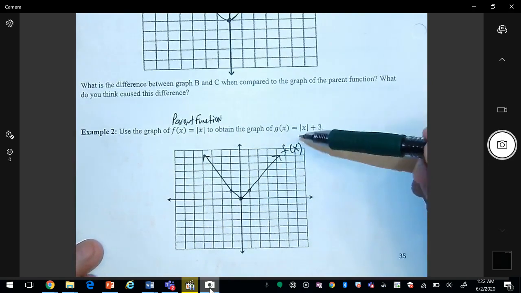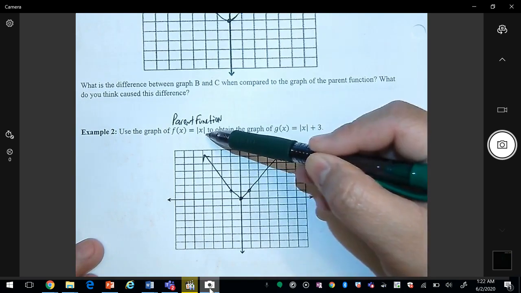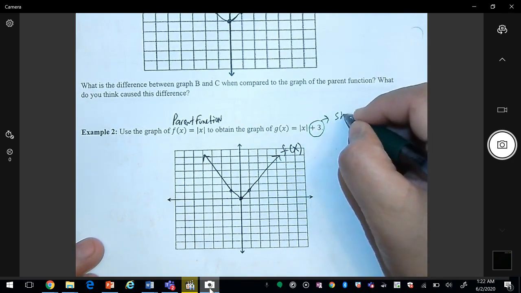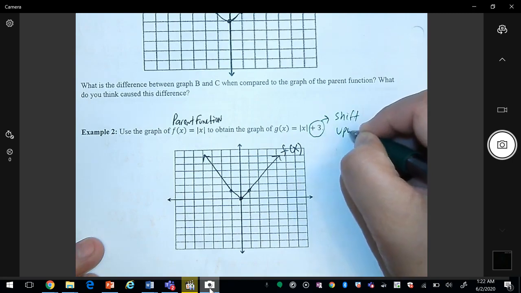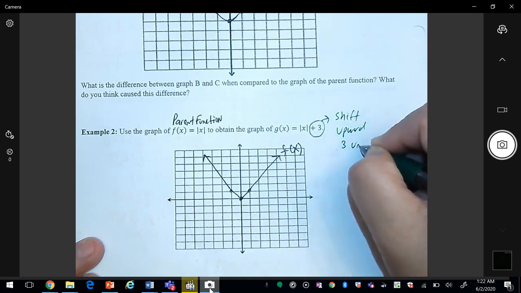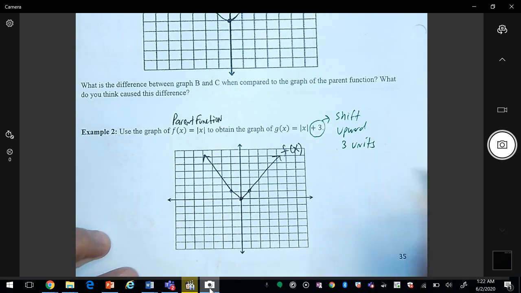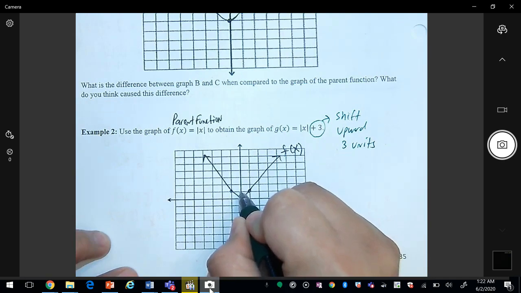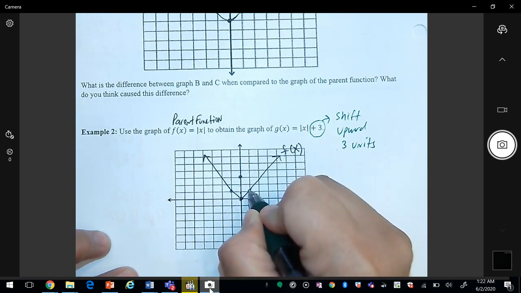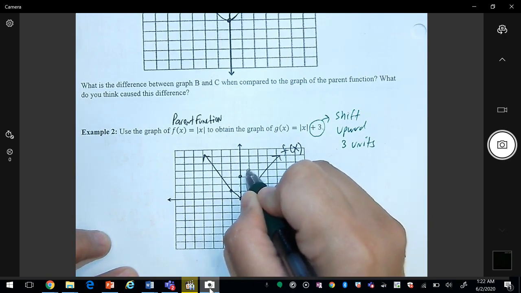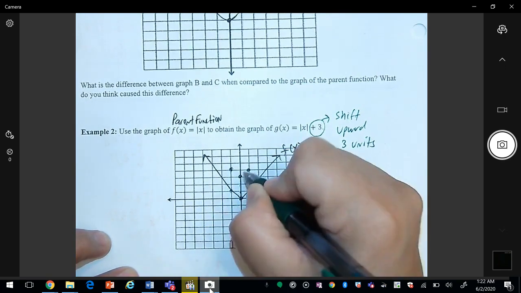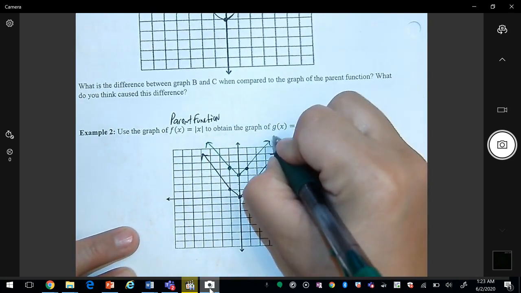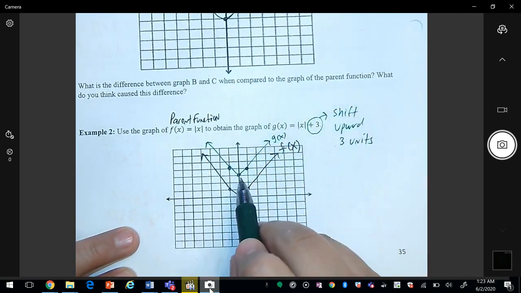And now if we compare, we have the absolute value. And so here we're adding a plus 3. So this is going to make our graph shift upward 3 units. So I can take my graph here, and it's going to go up 3 units, 1, 2, 3. And I can use this point as well, 1, 2, 3, and 1, 2, 3. When you're graphing on WebAssign, you need to make sure you have at least 2 points.